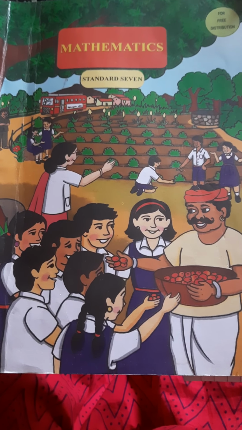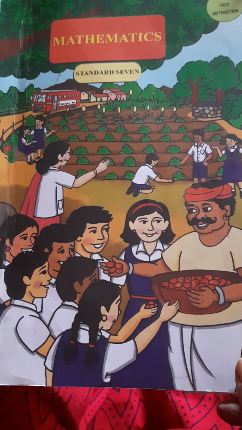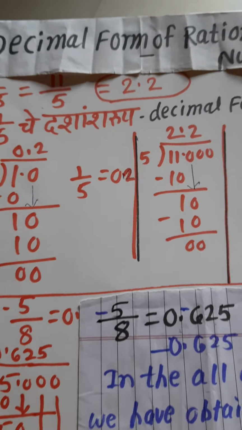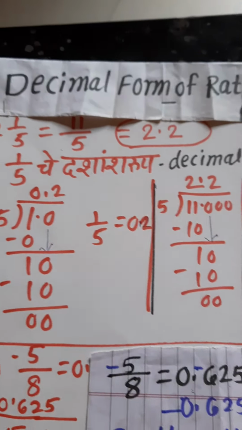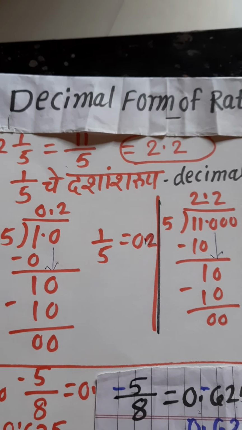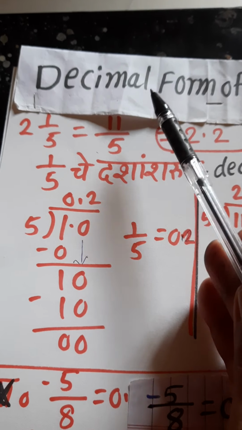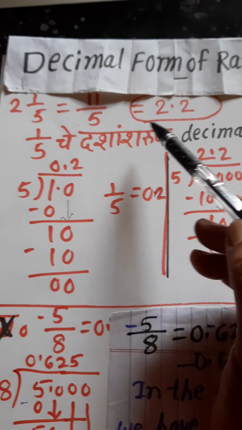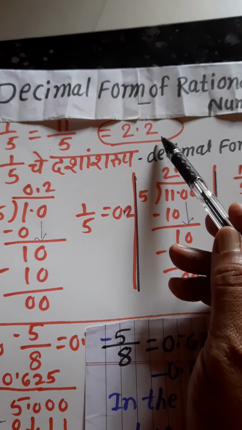Mathematics Standard 7, lesson Rational Numbers. Here today we will learn the decimal form of rational numbers. See this example: 2 1 upon 5. 5 2s are 10, 10 plus 1 is 11, so 11 upon 5, and this we have to write in decimal form: 2.2. But how does it come?